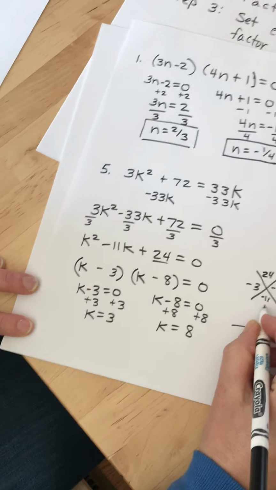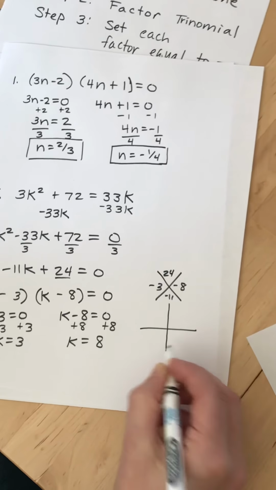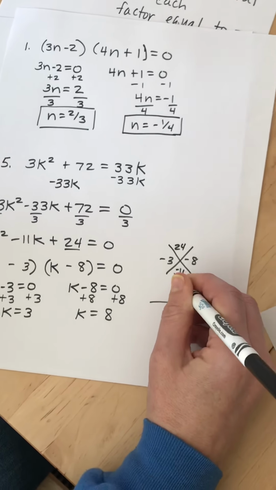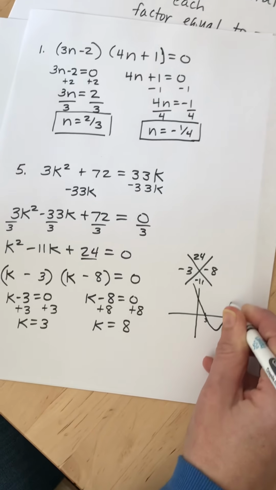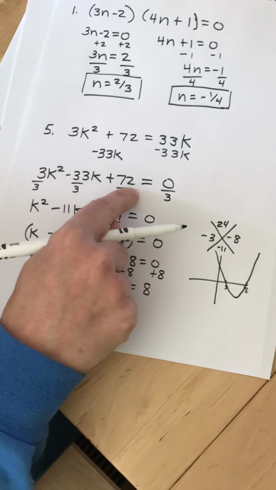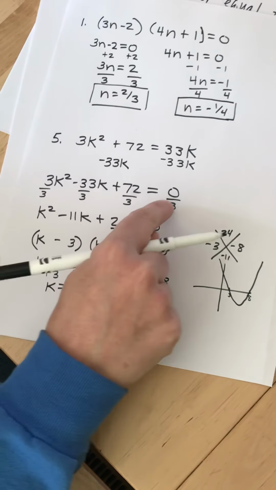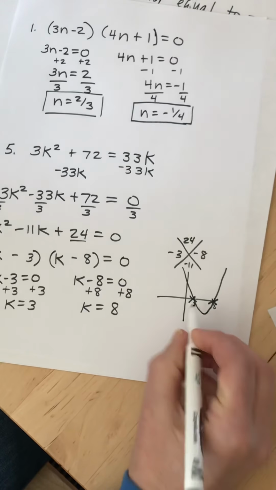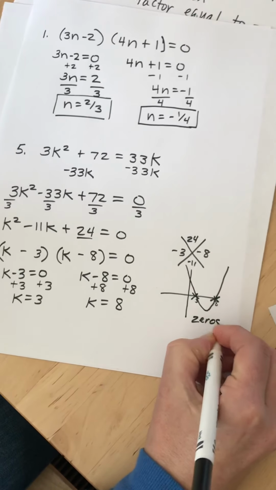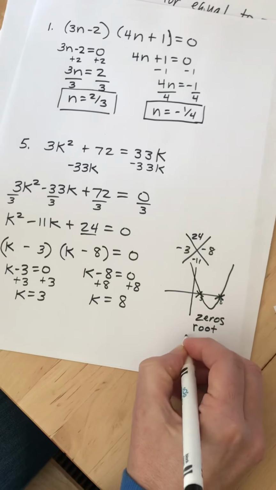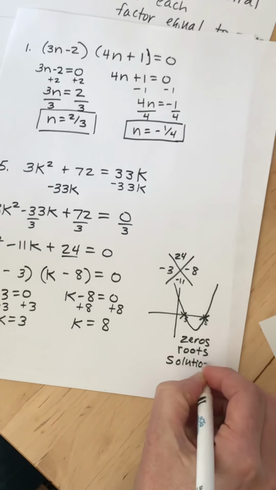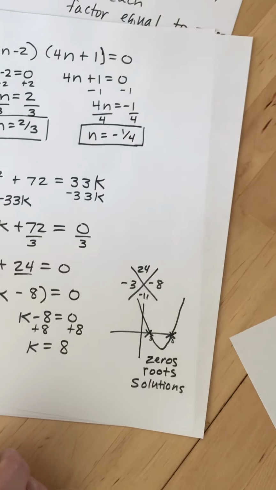If this parabola was graphed, then we would have zeros at 3 and 8 because that's where our quadratic equaled 0. That's why we call these the zeros or the roots or the solutions of a quadratic, because that's right where that would cross.